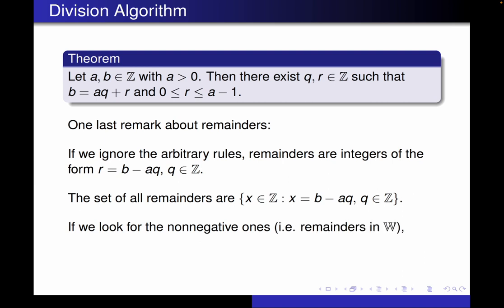Then we can express that set, and when I say non-negative integers, that's the same as saying whole numbers, right? So we're looking at x in the set of whole numbers such that x is equal to b minus aq, where q is an integer. Again, q doesn't have to be a whole number, but when I plug q into b minus aq, that should give me a whole number. So that set is going to give us all the possible remainders that are non-negative.